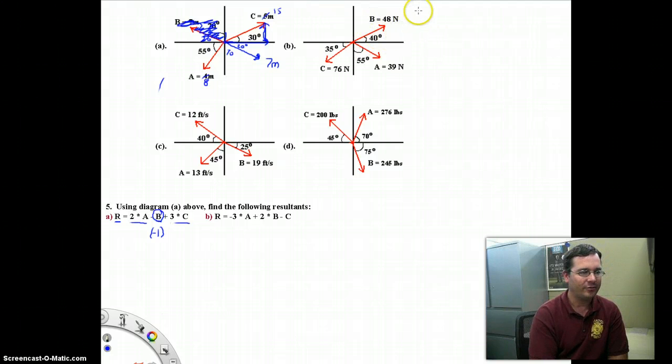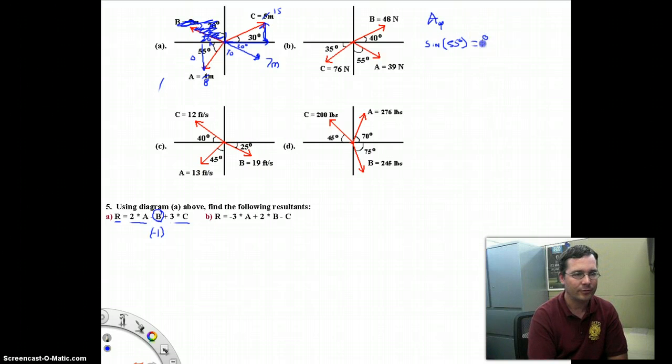So for vector A, what do we know? Well, let's see. Vector A, the vertical component is opposite, and the horizontal component is adjacent. So the vertical component of vector A, or what we might say is the y component of vector A, is the opposite. We're trying to relate the opposite and the hypotenuse, so that's the sine function. Sine of 55 degrees equals what? Opposite over hypotenuse, so O over 8.